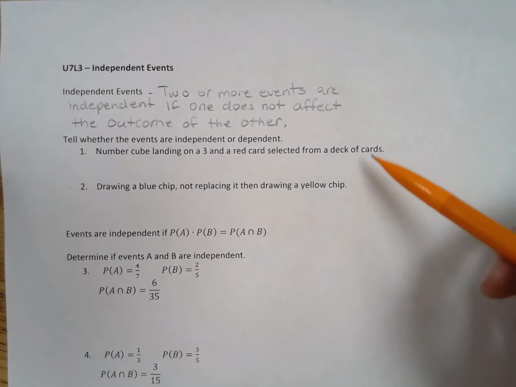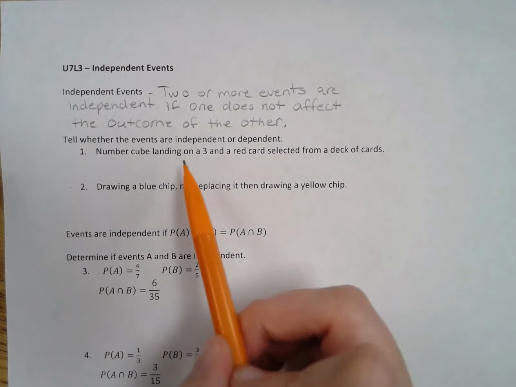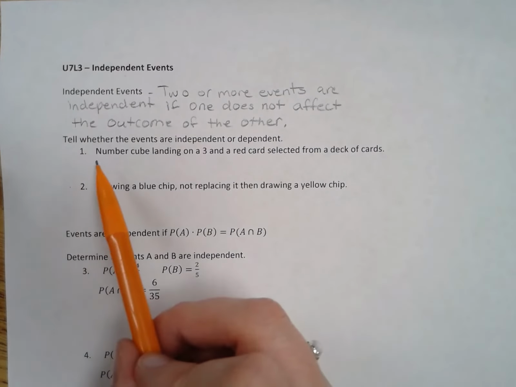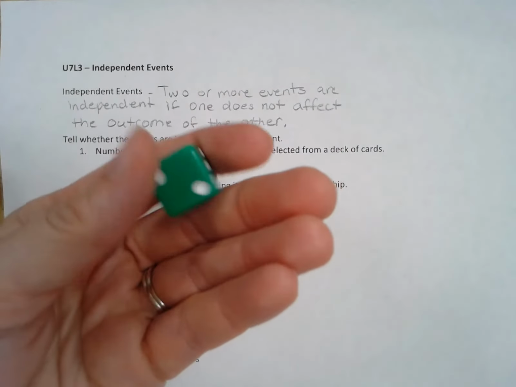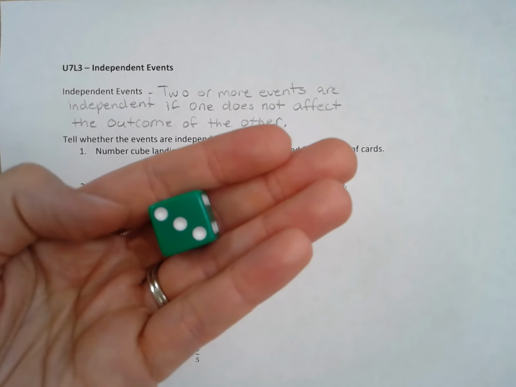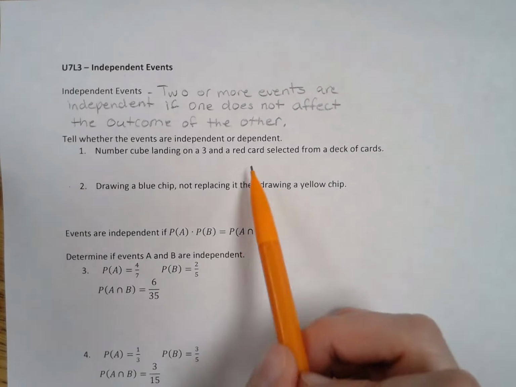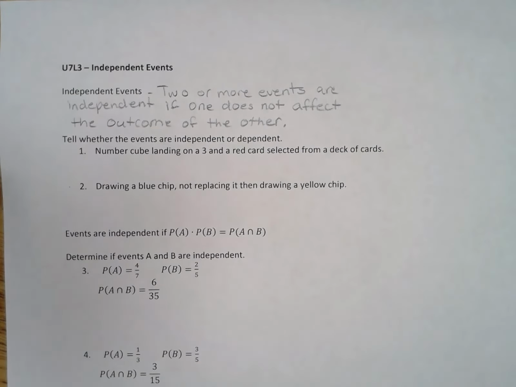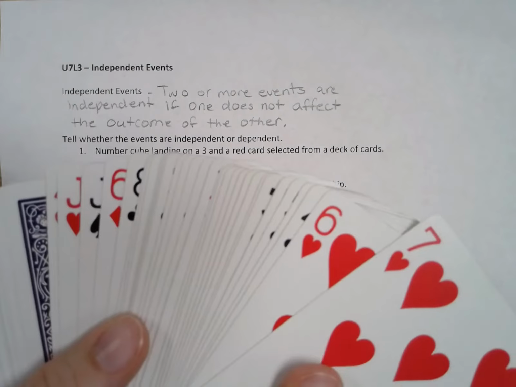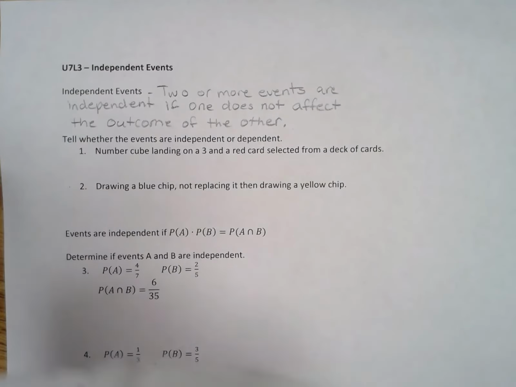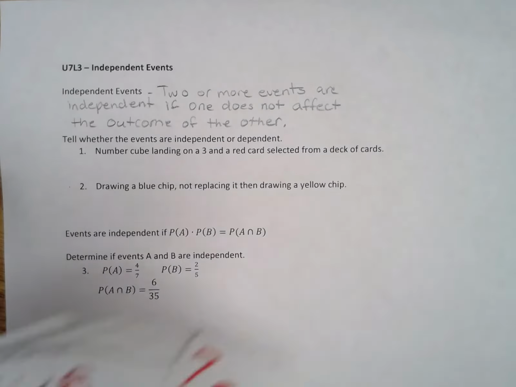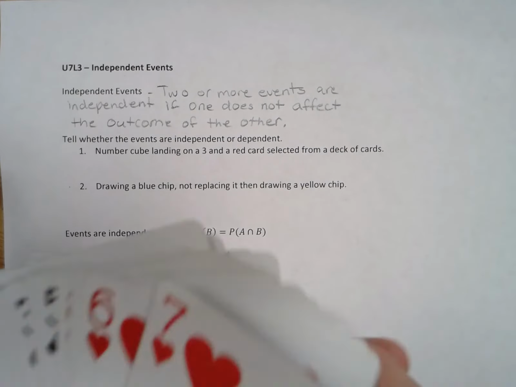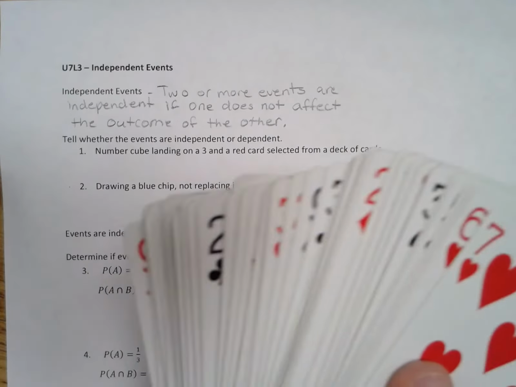So we have these events that we are determining if they're independent or dependent. So we have a number cube landing on a 3, so that's just a basic number cube. And a red card being selected from a deck of cards. So here, a deck of cards. If we wanted to select a red card, from this deck of cards, selecting a red, okay?